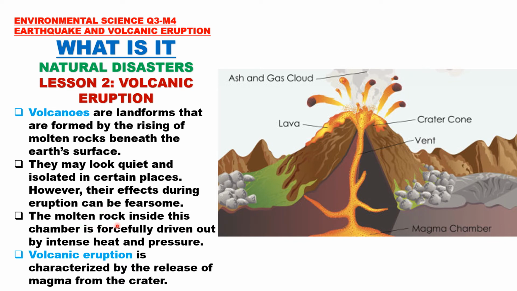The molten rock inside this chamber is forcefully driven out by intense heat and pressure. So volcanic eruption is characterized by the release of magma from the crater. So when magma is released from the crater of a volcano, a volcanic eruption happens.